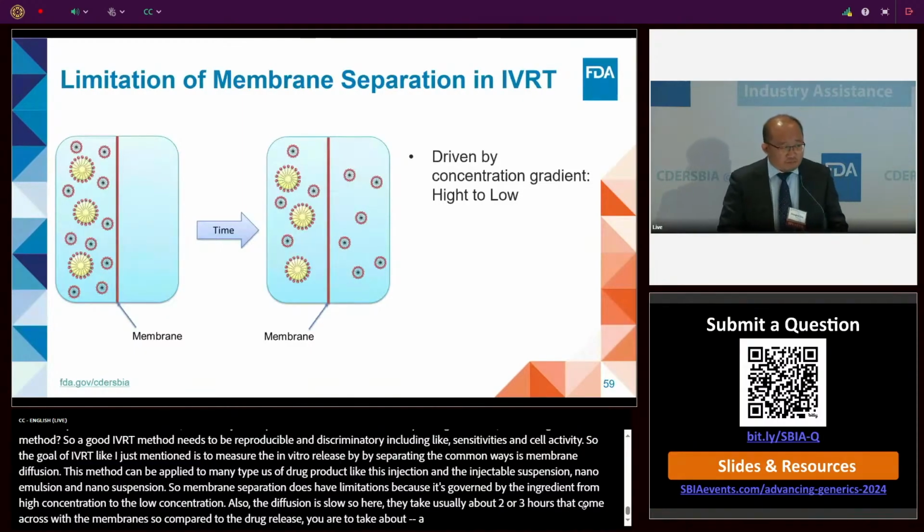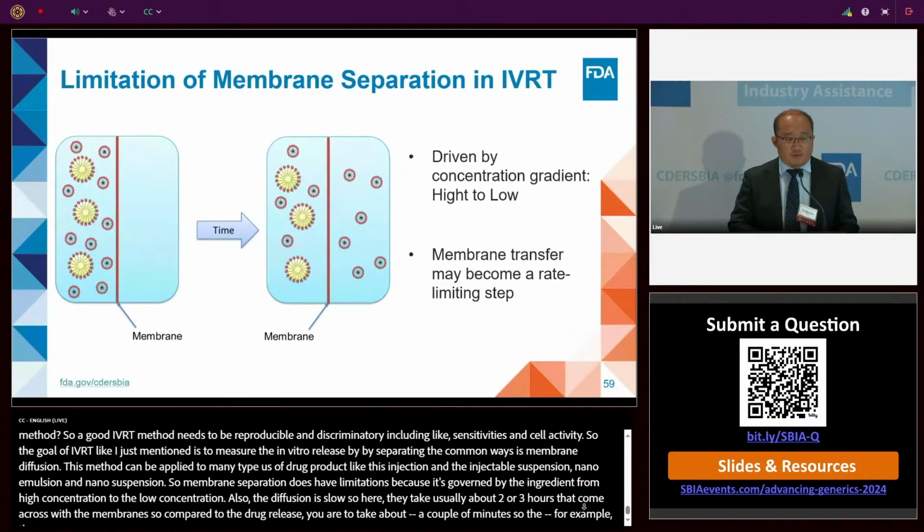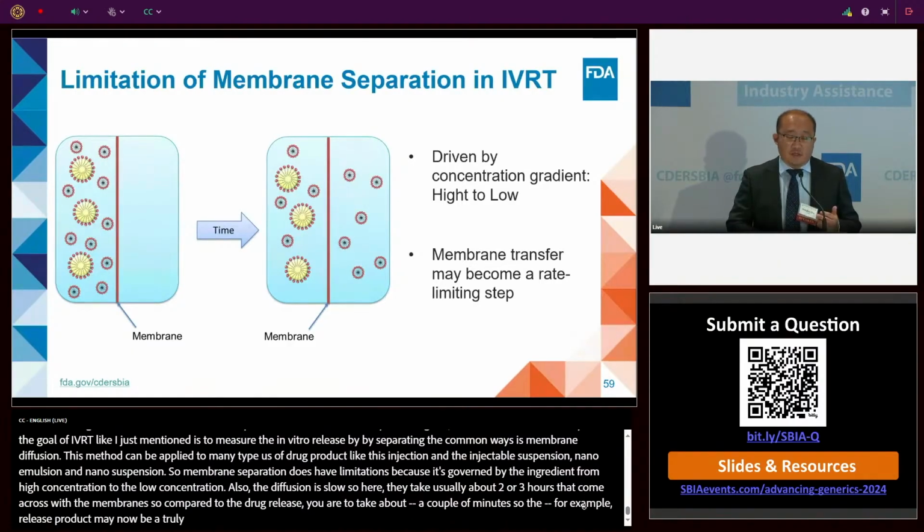So the membrane diffusion method may become a rate-limiting step and cannot capture the entire process. For example, the release process you see may not be the true release process. Some complex formulations exhibit multi-phase release, like burst release at the earlier stage, and the membrane diffusion method may not capture these features.